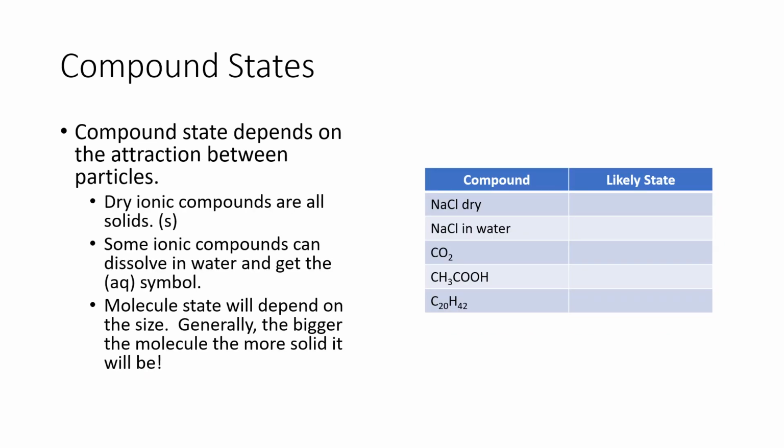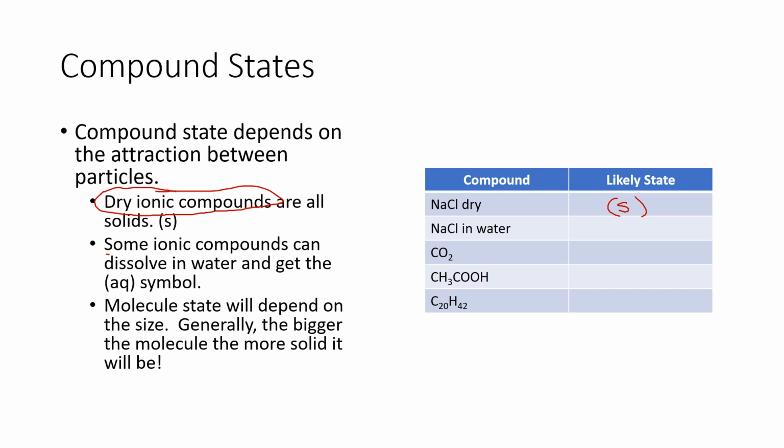Okay, now predicting the states of your compounds is a little more complicated. So there's a few basics I want to share with you. Hopefully that'll plant some seeds for you to understand states a little more. So the first one is something that you can apply across the board. As long as you have a dry ionic compound, as long as there's no water around, it's going to be a solid. So dry sodium chloride, always going to be a nice solid crystal.